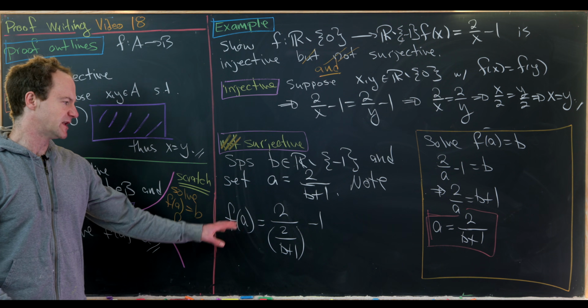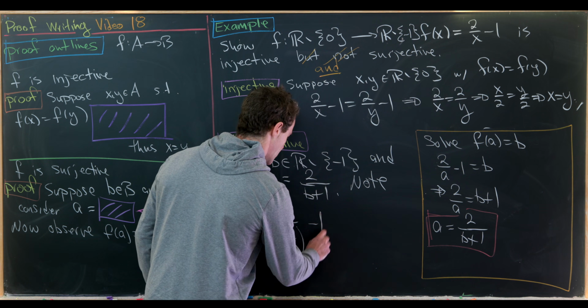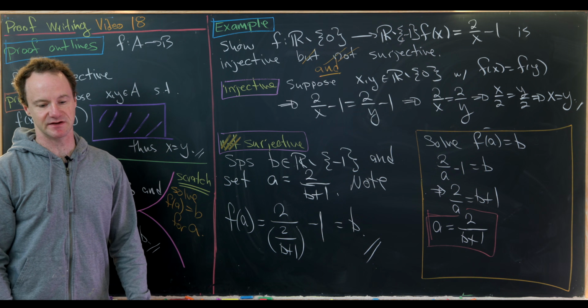Great. But now you can simplify this. Maybe I won't go through all the details, but if you simplify all this, you'll see that you get b, but that's exactly what you need to get for surjectivity.